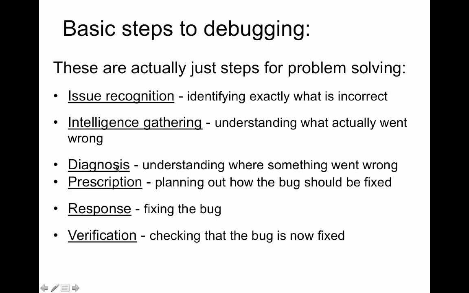And then there's diagnosis and prescription. I put these two together because they're very similar. You understand where it went wrong, so what line of code or where in your code. And then once you actually see what happened, you can kind of plan out how you should fix your line of code, if there's a typo or whatever. And then you can get to the response phase, which is fixing the bug. And finally, you want to make sure that it works the way you intended, so you verify that your problem is solved.